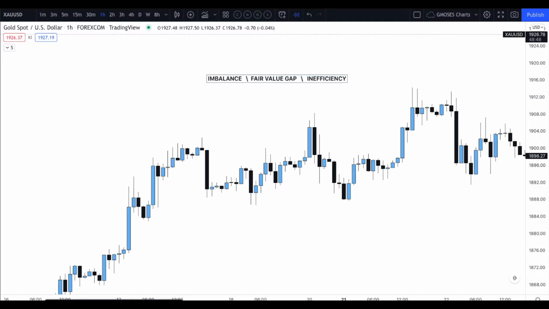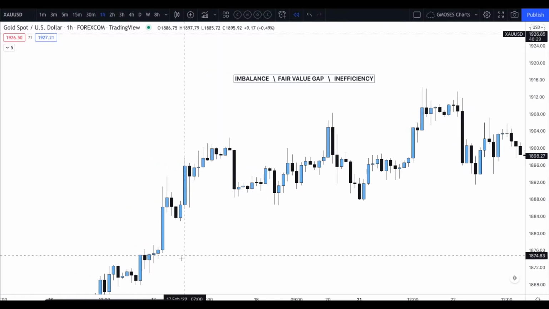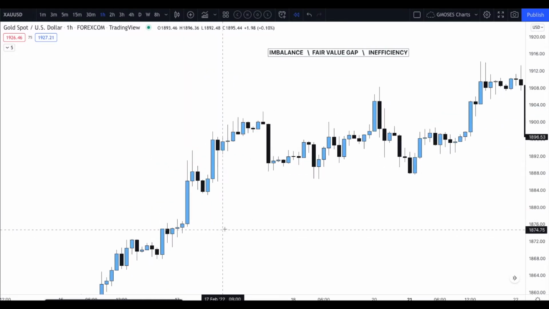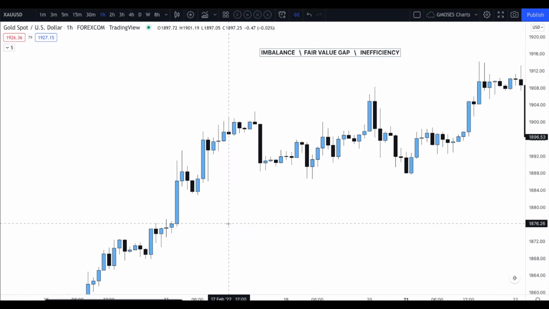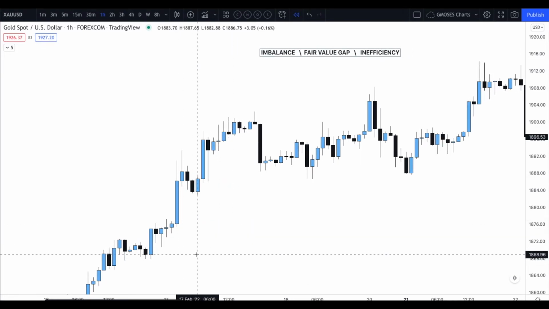Now, what exactly does that mean? It means when the market is heavily favored in one direction, meaning that if there are more buyers in the market than sellers, then the price will push up in a rapid fashion, creating what is called an imbalance. So let's look at a couple of examples. Now, what actually creates imbalances? Order blocks. So let's look at this area here.